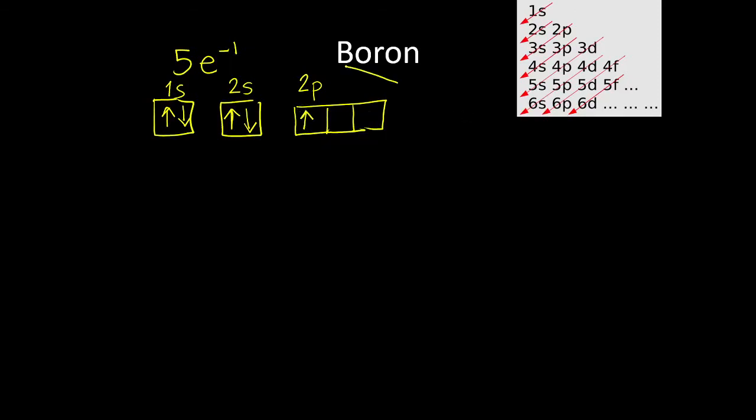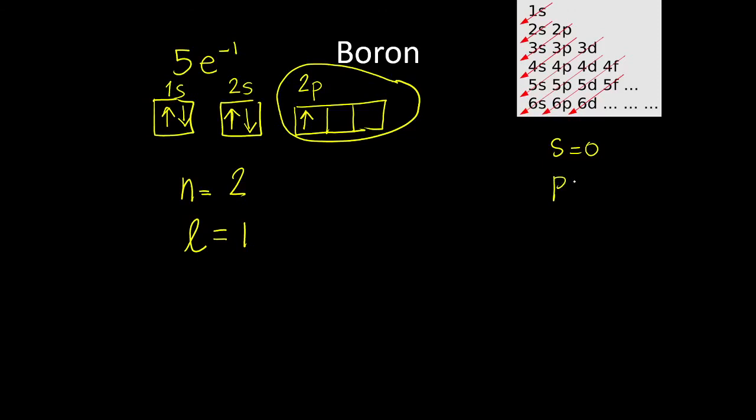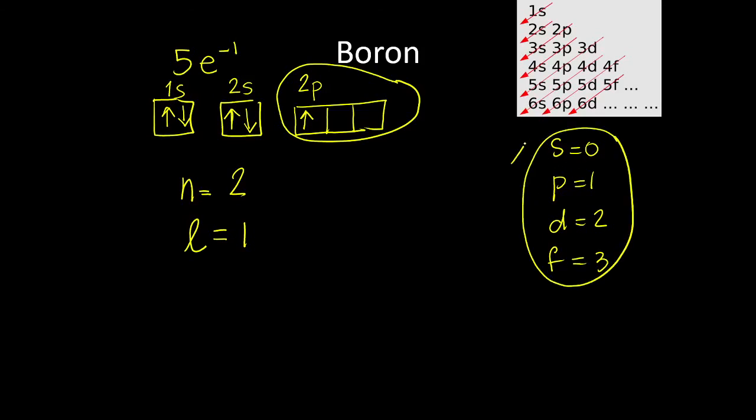The last orbital we filled is this. So, focus here. What is the energy level? 2. What is its angular momentum quantum number? 1. If S, 0. If P, 1. If D, 2. If F, 3. So, take note of these. These are the values of L.